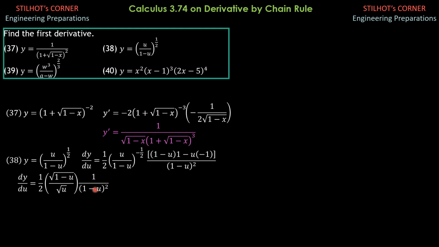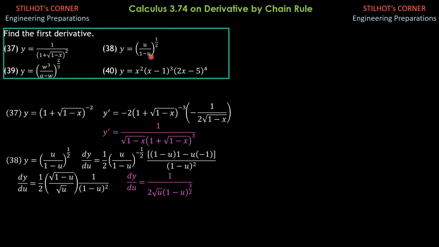So this can be combined. These are like terms. So the final answer is dy du is 1 over square root of u. Then this becomes 1 minus u to the 3/2, because 2 minus 1/2, the exponent of this is 1/2, is 3/2. So dy du equals 1 over 2, then square root of u times quantity 1 minus u to the 3/2.